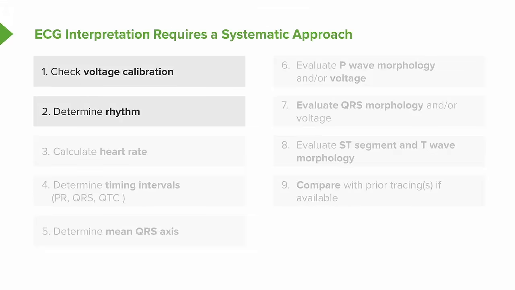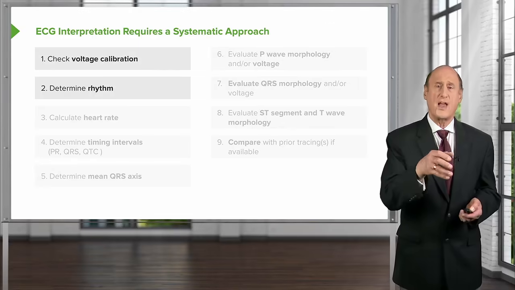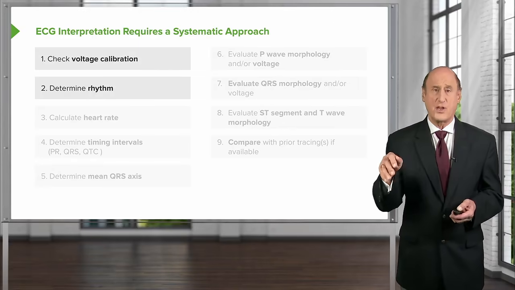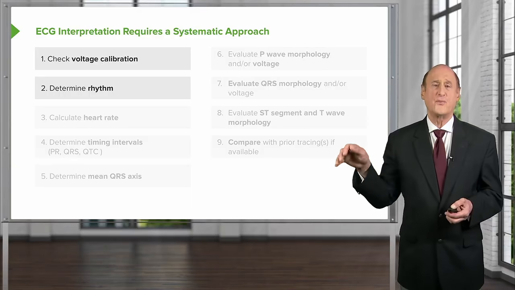The next thing is to determine the rhythm. And how do you do that? You're looking for P waves followed by QRSs. In other words, the normal progression. Remember, starting with the sinus node, atrial depolarization, P wave, QRS, ventricular depolarization, T wave resetting.